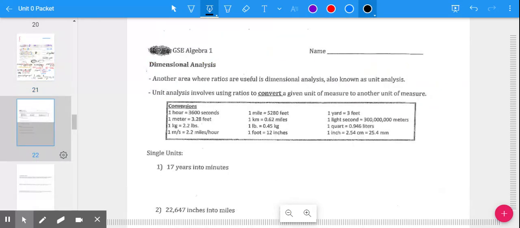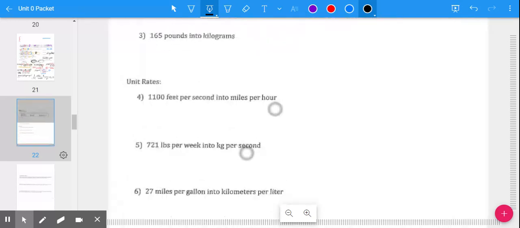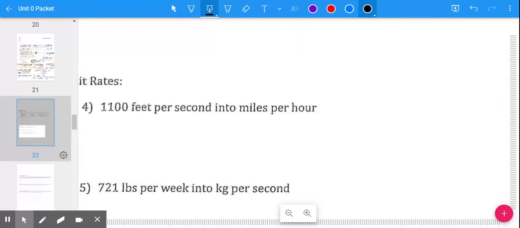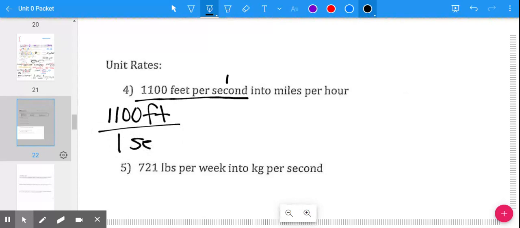So now that we're on to the next page, this is a lot of practice. I'm going to let you guys do this and check your answers on Canvas. But the second section we are going to do together. This one is changing 2 units. So it's unit rates. For the first one, our given information is that there's 1,100 feet per second. So that's per 1 second. So 1,100 feet per 1 second. And we want to change that into miles per hour.